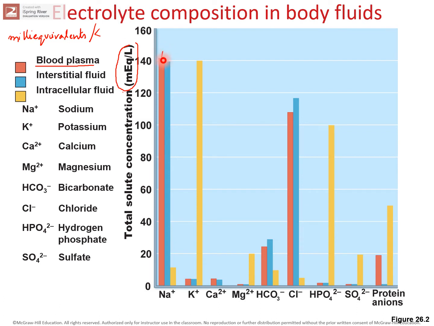So sodium first. Sodium is present in really high concentrations in the blood plasma and the interstitial fluid, which together make up the extracellular fluids. But very low levels of sodium are found in the intracellular fluid. So how do you get such a difference in concentration?